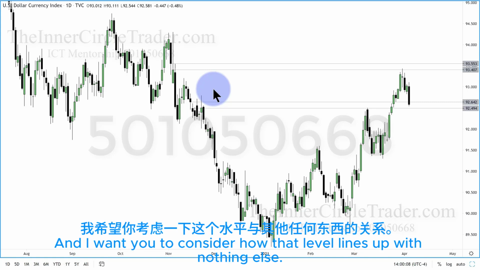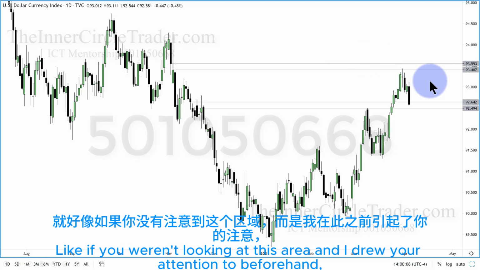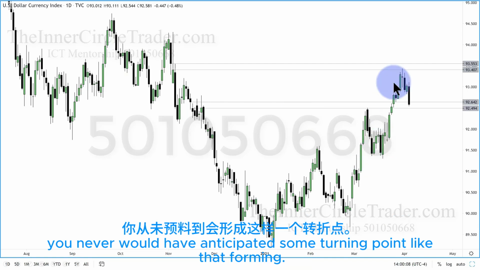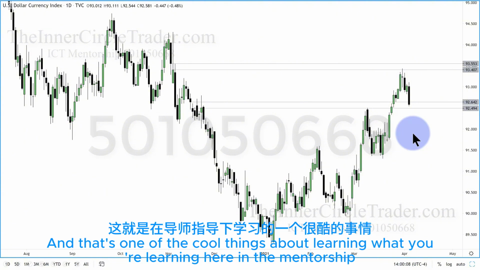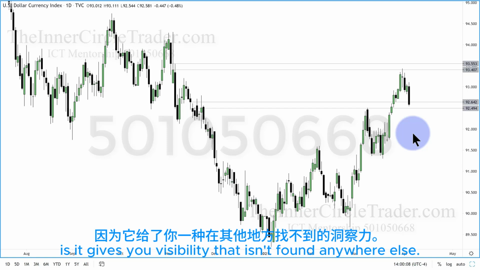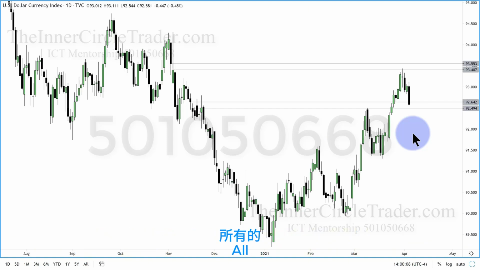And I want you to consider how that level lines up with nothing else. Like if you weren't looking at this area and I drew your attention to it beforehand, you never would have anticipated some turning point like that forming. And that's one of the cool things about learning what you're learning here in the mentorship, is it gives you visibility that isn't found anywhere else.